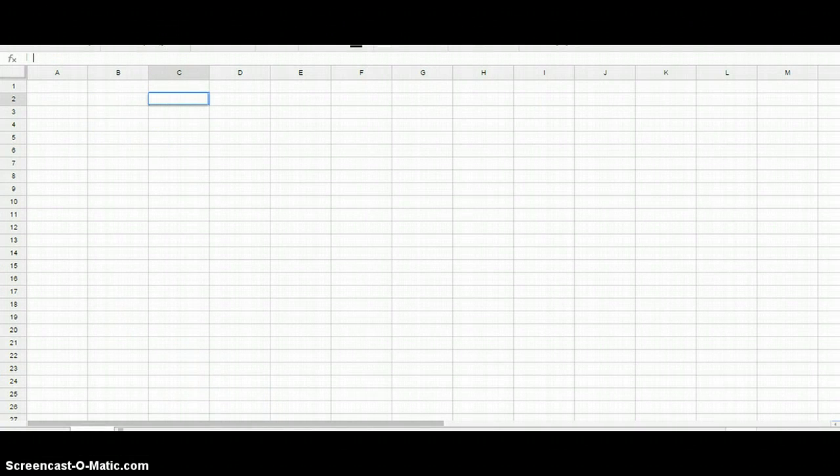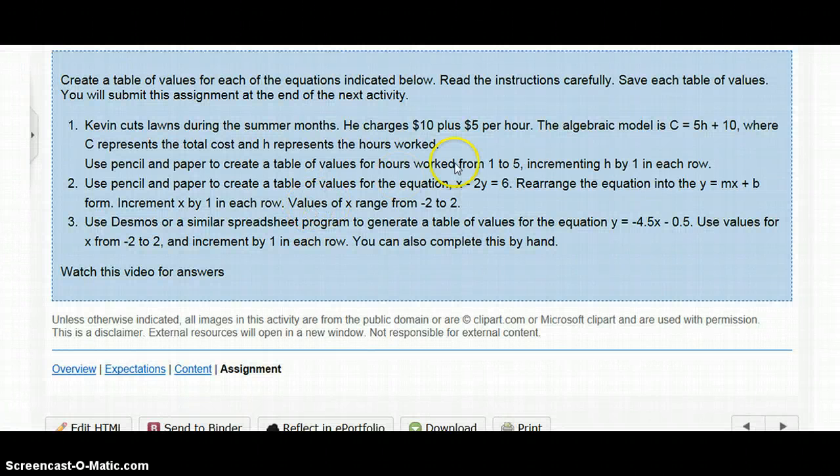So what I want to do is graph y is equal to -4.5x minus 0.5 using technology. So I'll show you how to do that.